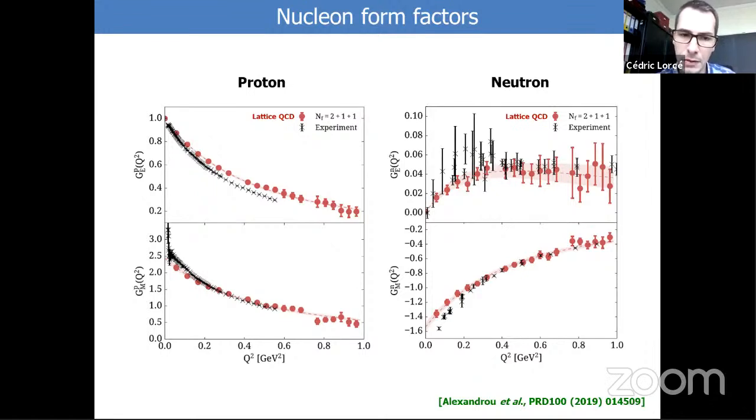The other problem also is that you have to make sure that what you measure or compute on the computer really corresponds to the ground state, so the nucleon, that you do not excite it. And also you have to make sure that you can select nucleons with a given momentum. So there's still work to be done, but things are pretty good. Especially for the neutron, for the magnetic case, things look much nicer.